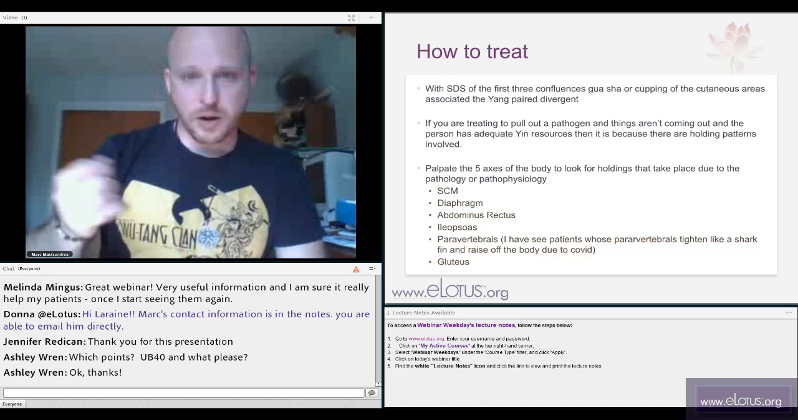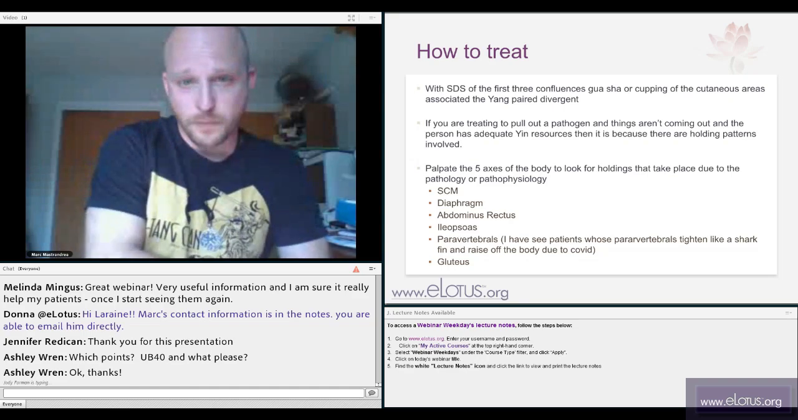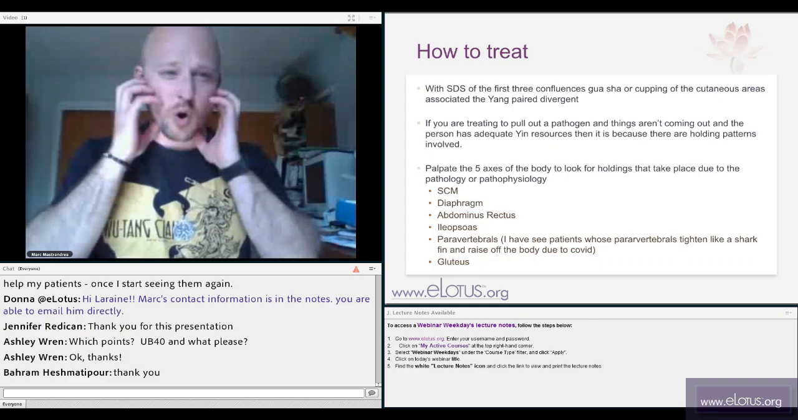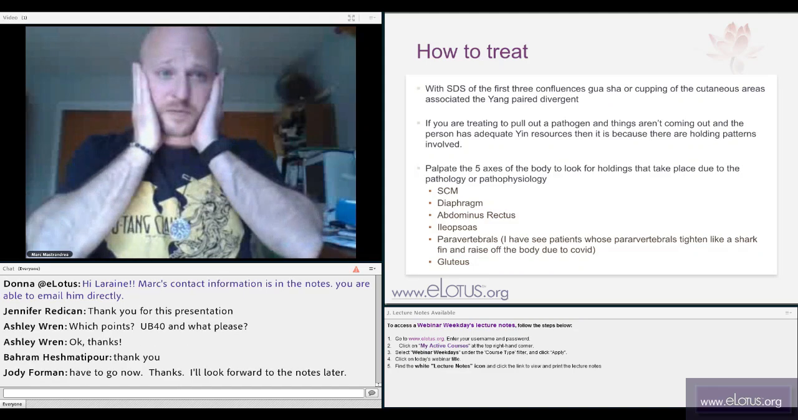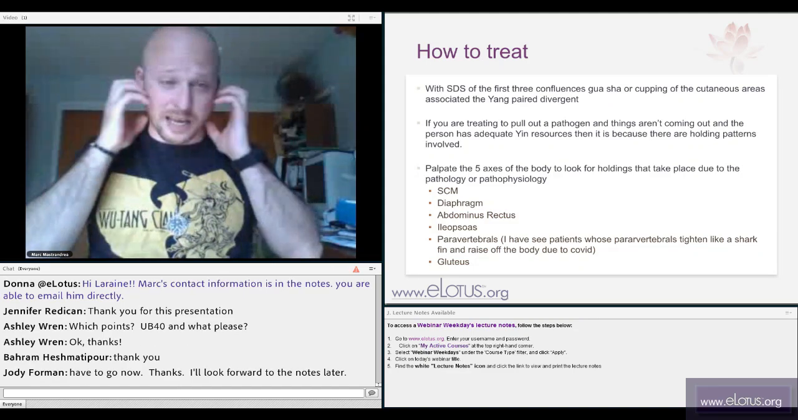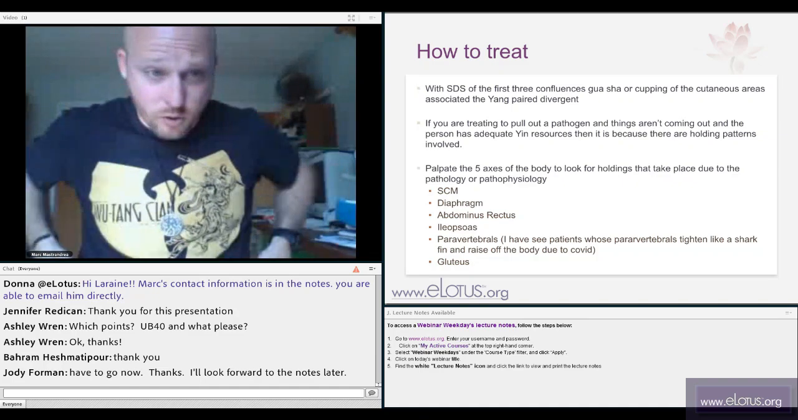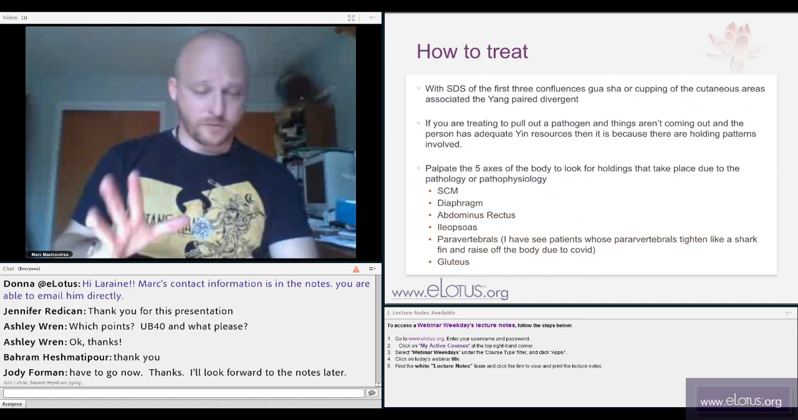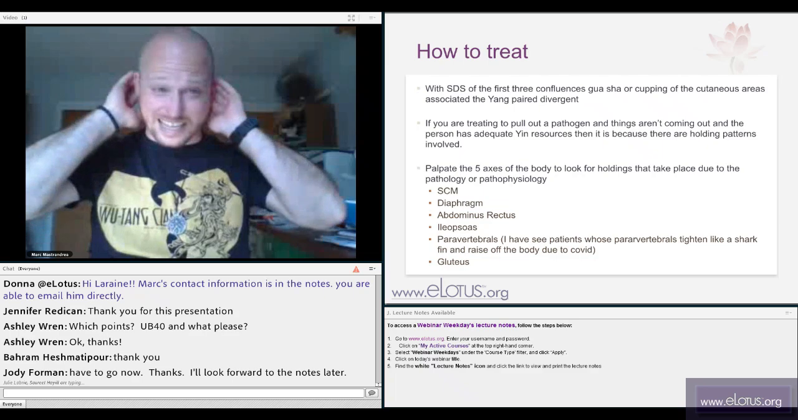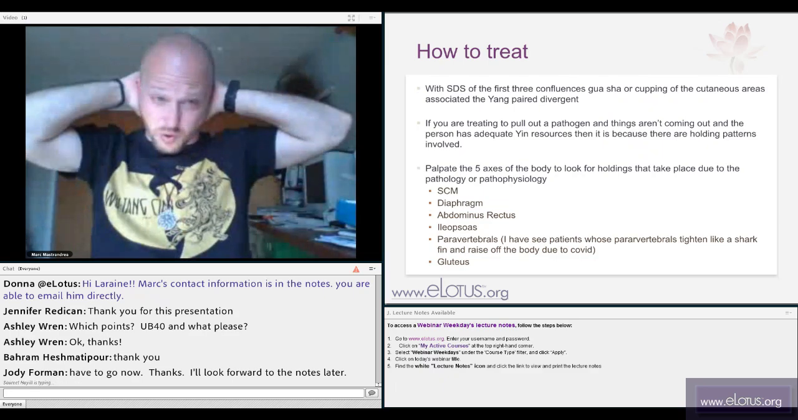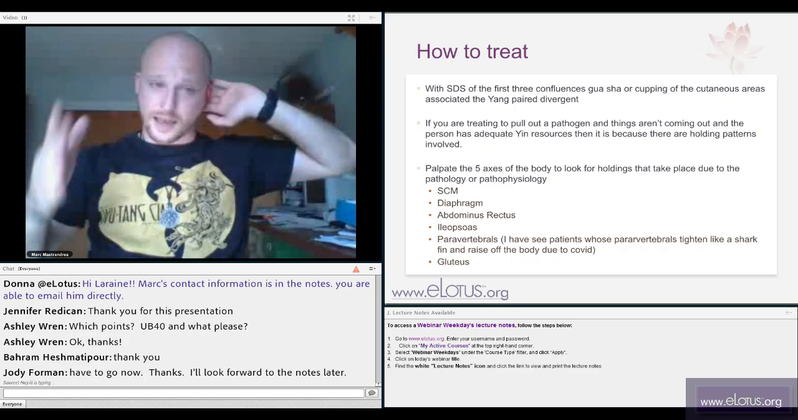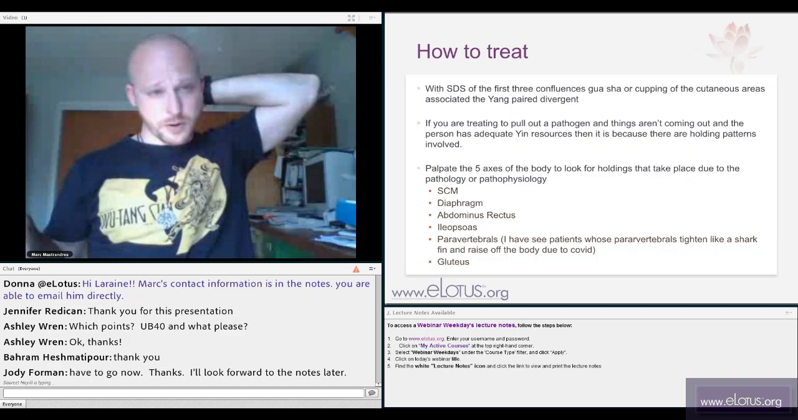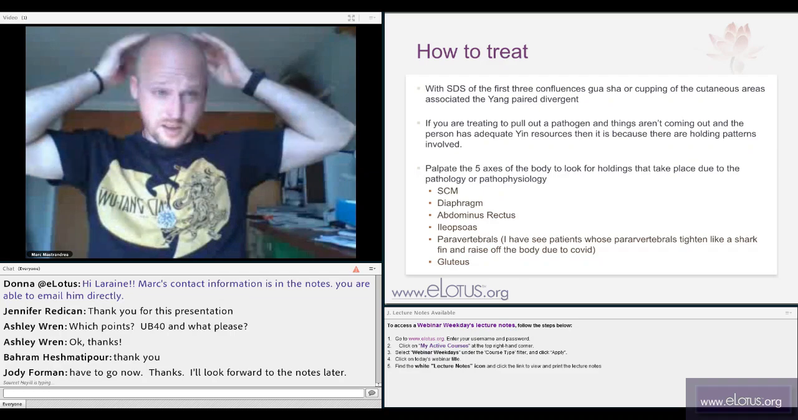If you are treating to pull out a pathogen and things aren't coming out, but the person has adequate yin to push it out, then what you want to think about is maybe they're holding in an area that's very substantive, like around the neck or around the back, around the front, or around the waist. So what are these? These are the cutaneous vessels, right? You want to palpate the five axes of the body to look for holding places. You'll find on COVID patients, the SCM, especially around Sanjiao 16, is very tight as they're trying to hold things down. So you may, not in the lower confluence, not in the lower divergence, not in small intestine, heart, or Sanjiao pericardium, or large intestine, lung, but as you get up more, you might want to gua sha this.